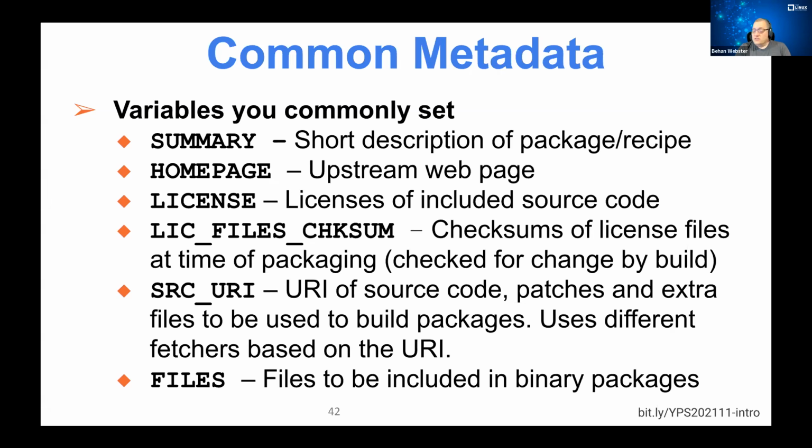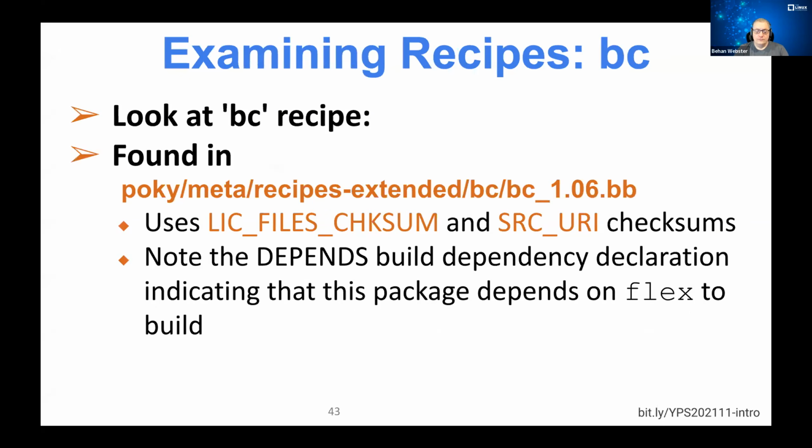SRC_URI, of course, specifies where the source code comes from and all the patches and configuration things and other bits and pieces required in order to build the package. And then, of course, the FILES variable specifies what goes into each one of the packages. And again, it's always FILES underscore something. But let's look at some other examples so we can see how these fit together. But really fast, let's quickly look at some other questions here.